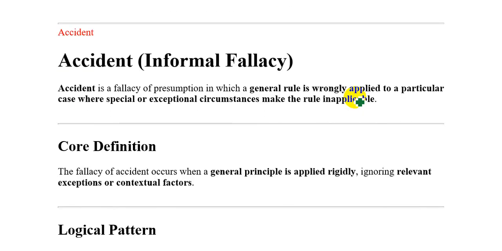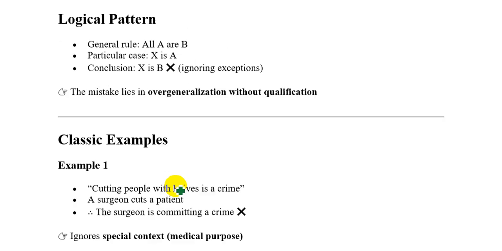Next, let us cover accident. This is again another informal fallacy. Accident is a fallacy of presumption in which a general rule is wrongly applied to a particular case where special or exceptional circumstances make the rule inapplicable. What it means is that a general rule is wrongly applied to a particular case, although the general rule has an exception. The fallacy of accident occurs when a general principle is applied rigidly, ignoring relevant exceptions or contextual factors. This will be clear by way of examples.